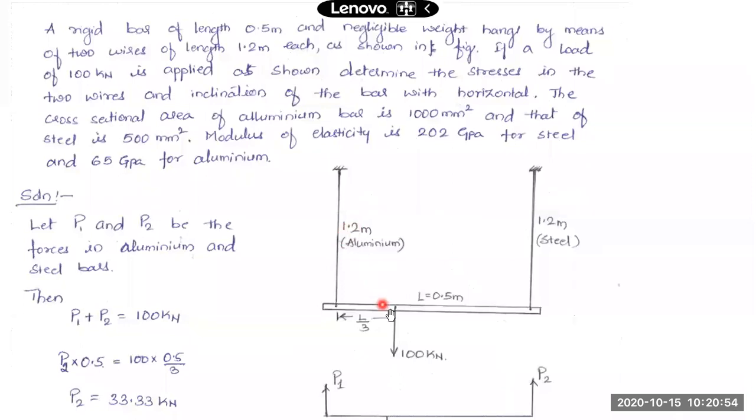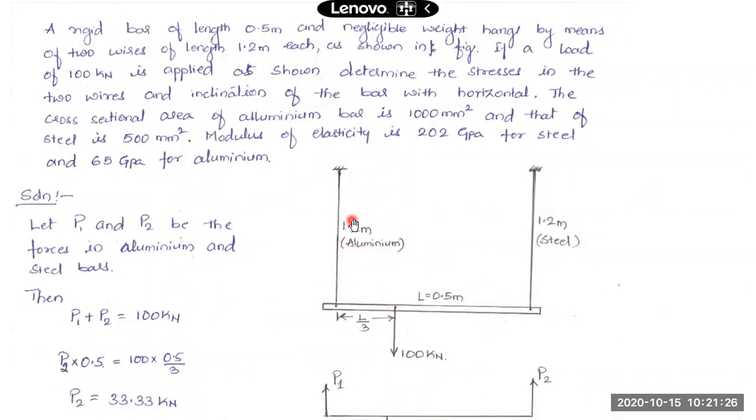Okay, so this is the load that has been applied to this horizontal rod. It has been applied at a distance L by 3 from the left end. The total length is 0.5 meter and this load is applied at a distance of 0.5 by 3 from the left end of the rod. What you have to find is the inclination of this bar due to the force applied in this form.